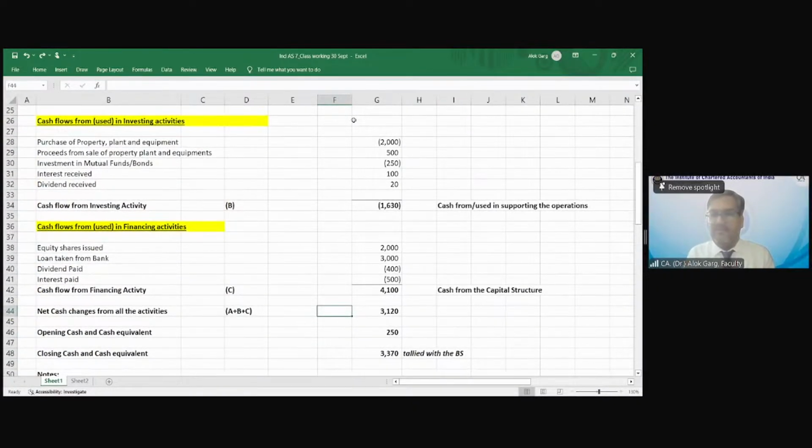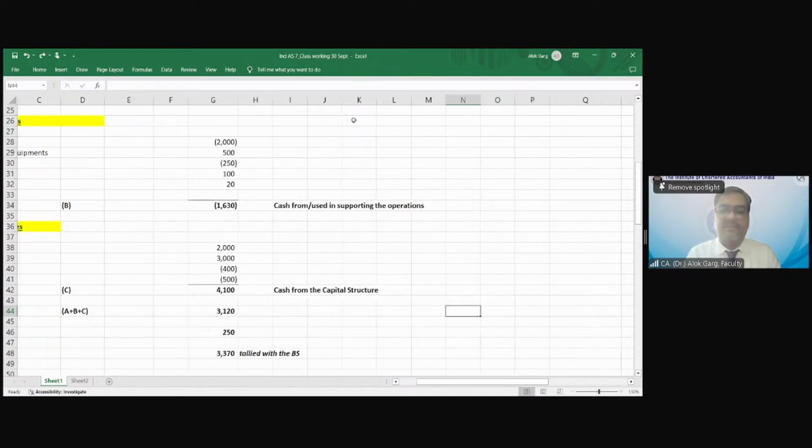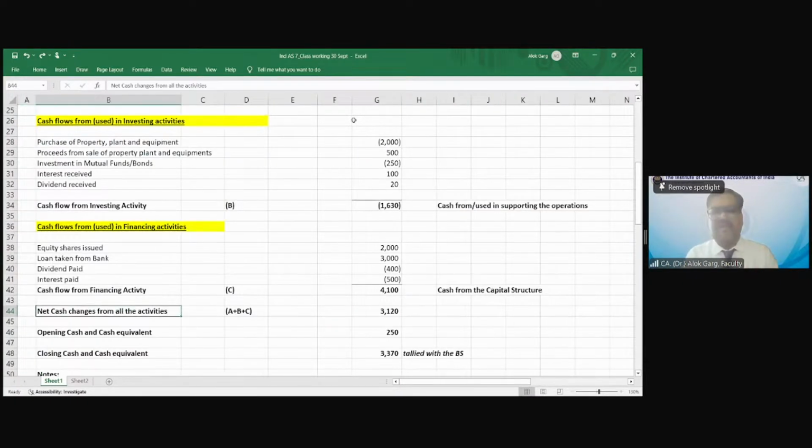So when you add all the net items, operating, investing, financing, you will get the net cash changes from all the activities, net cash movement from all the activities, right? For example, in this case, it is 3,120. I'm just giving an example, right? So this is the net cash movement during the year. So during the year, you have earned a cash of 3,120.